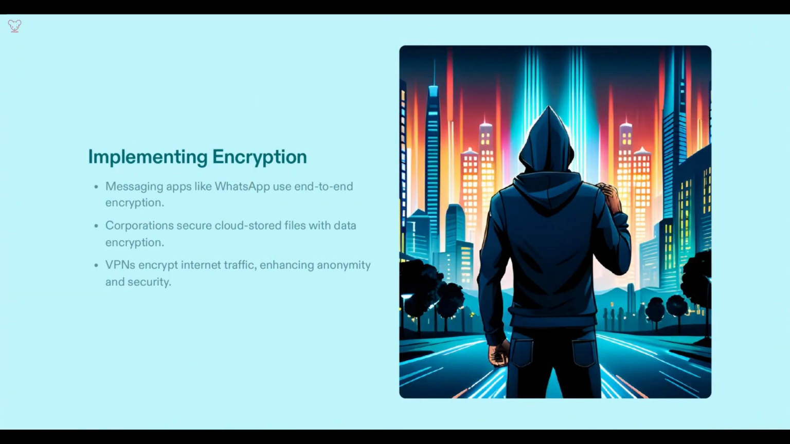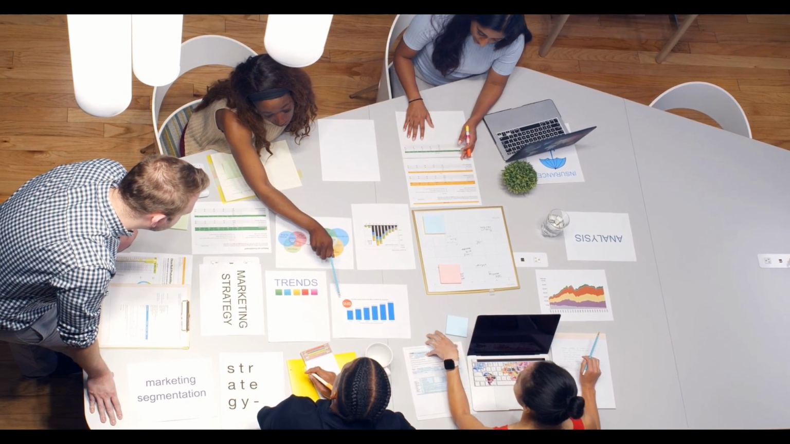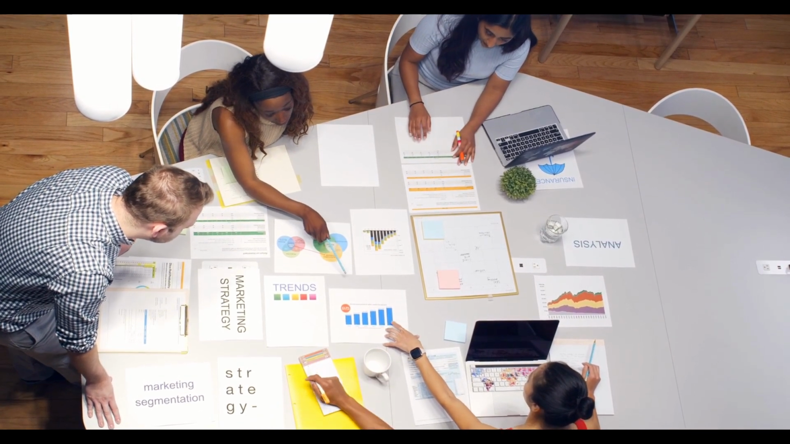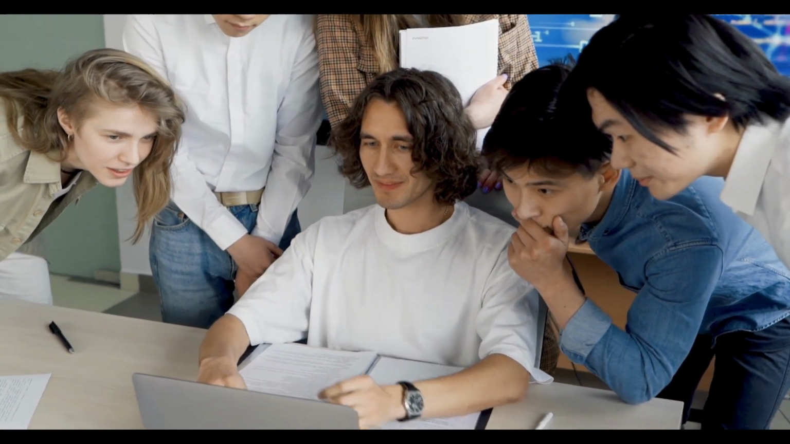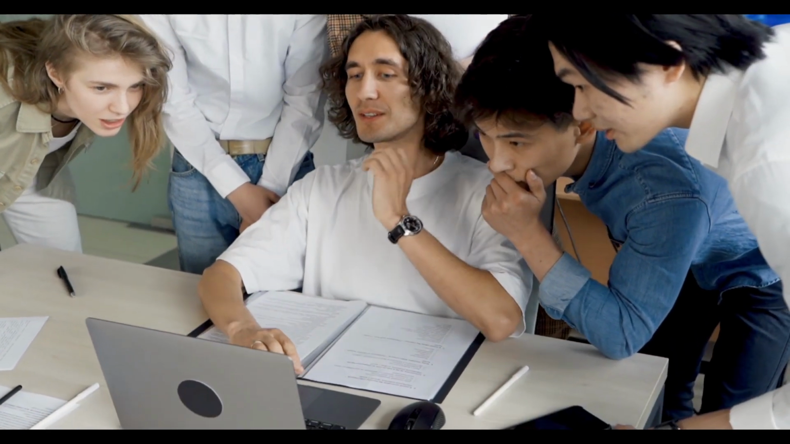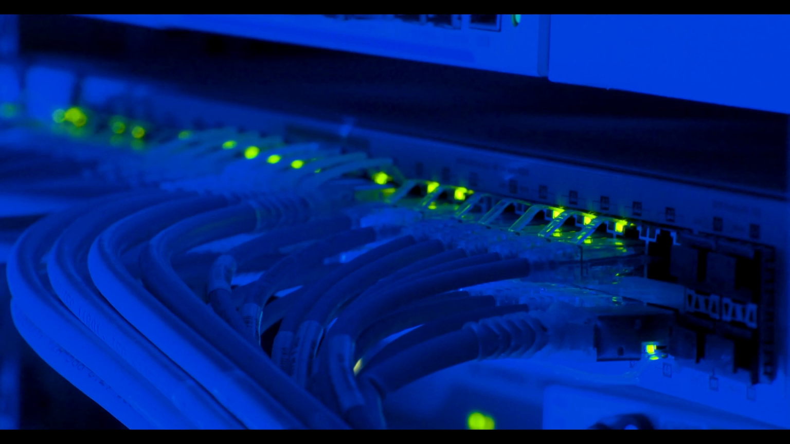So, how is encryption implemented? Apps like WhatsApp and Signal utilize end-to-end encryption, ensuring that only you and your intended recipient can decode your messages, providing a secure platform for your conversations. In the corporate world, data encryption is widely applied to safeguard sensitive files stored in the cloud, thwarting unauthorized access attempts. VPNs encrypt your internet traffic, creating an encrypted tunnel through which your data travels, enhancing your online anonymity and bolstering your security.